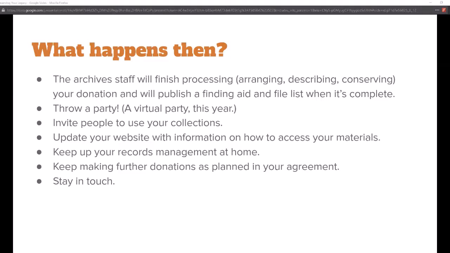You need to update your website. You need to give information. You need to invite people to use your collections. You need to be really clear about what's in those collections so people know if it's valuable.